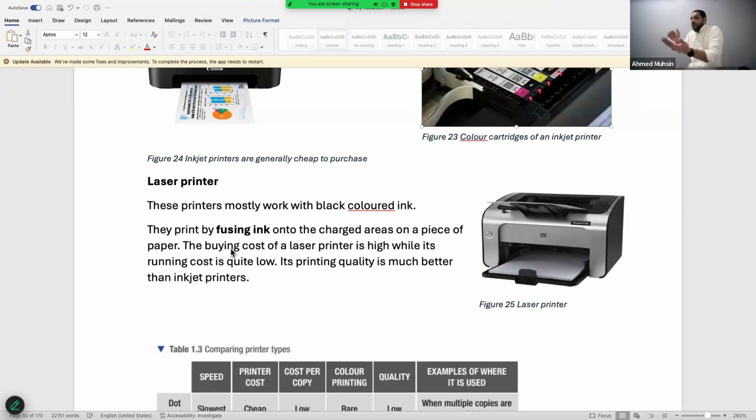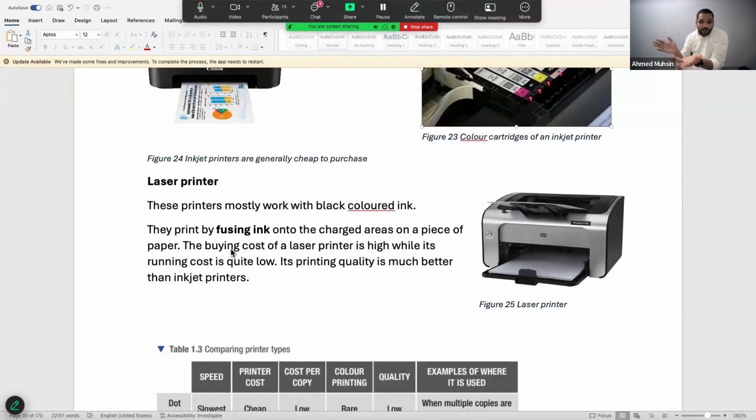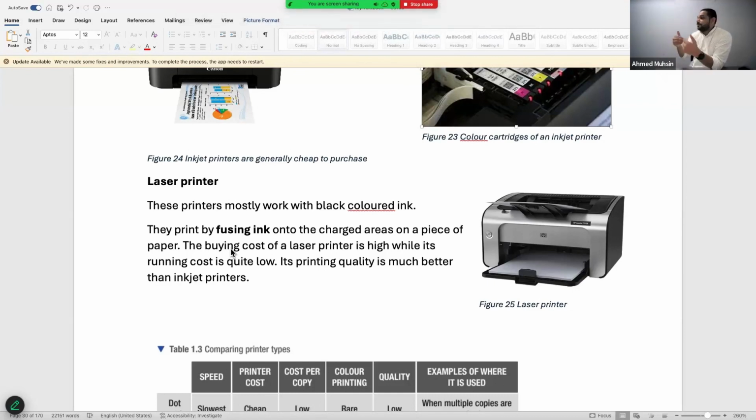As soon as the paper comes out, if you go and touch it, is it going to get smudged? In laser printers, no, we don't have that problem of the ink getting smudged. Everybody okay with this? As soon as the paper comes out, if you go and touch it, that smudging problem doesn't exist in laser printers. Are we all okay with this? Sounds good.